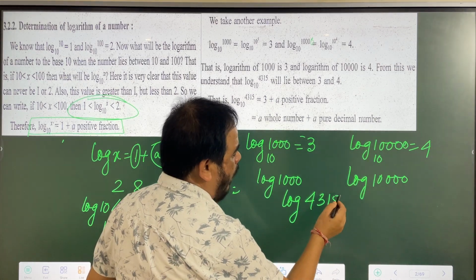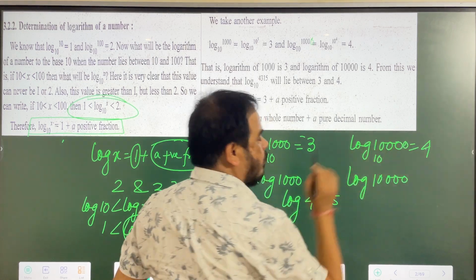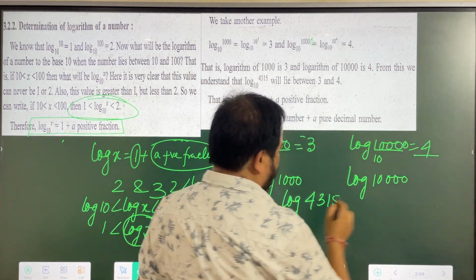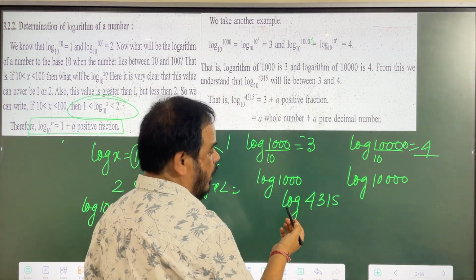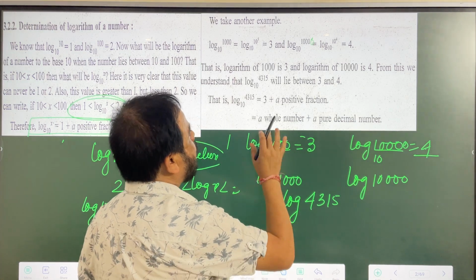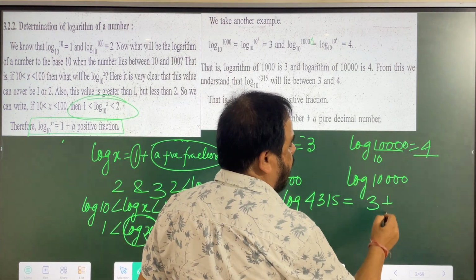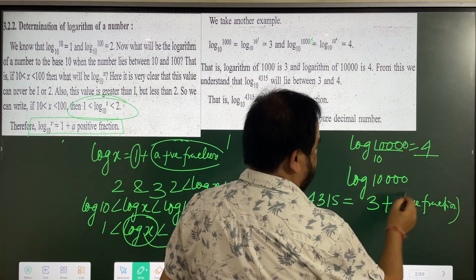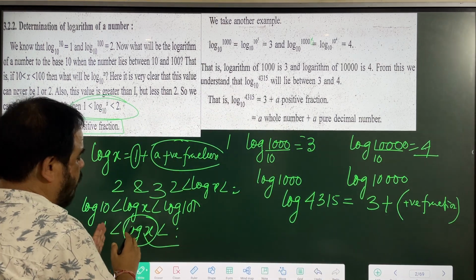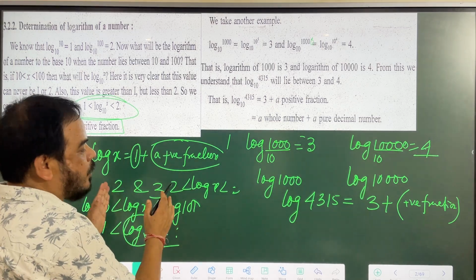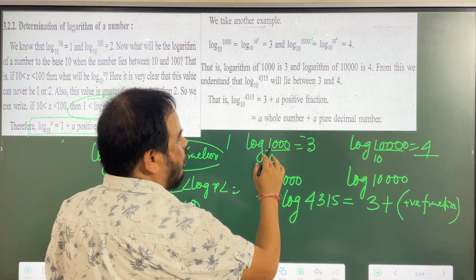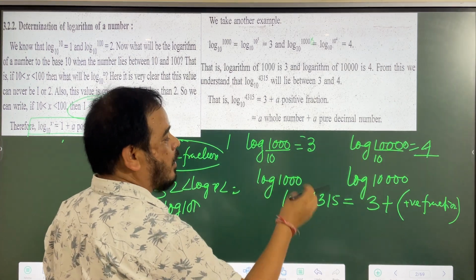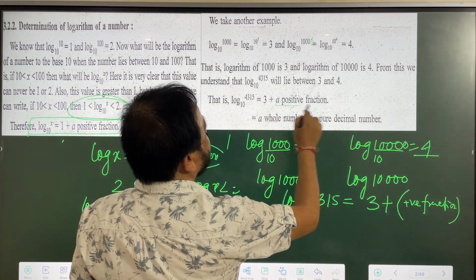Log of 4315 will be between 3 and 4. Log 1000 is 3 and log 10,000 is 4, so whatever value we get for log 4315 will be between 3 and 4. That means we will get 3 plus any positive fraction or decimal number, like 1 plus for between 1 and 2, and 2 plus for between 2 and 3. The value of log 2000 will be 3 plus something. What is that something? A positive fraction.